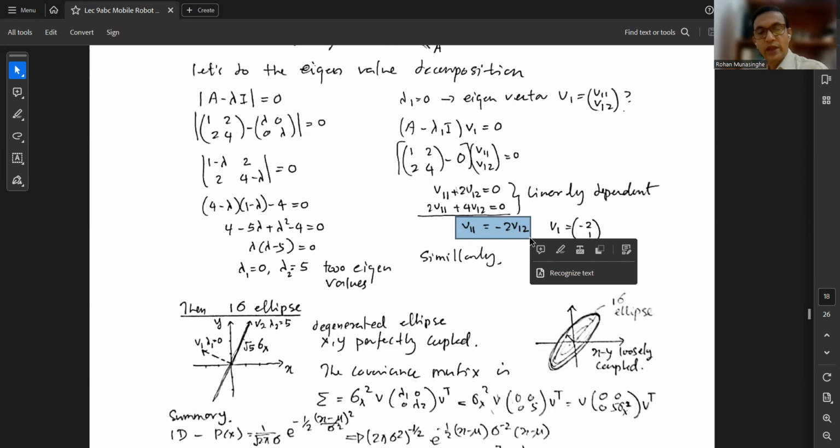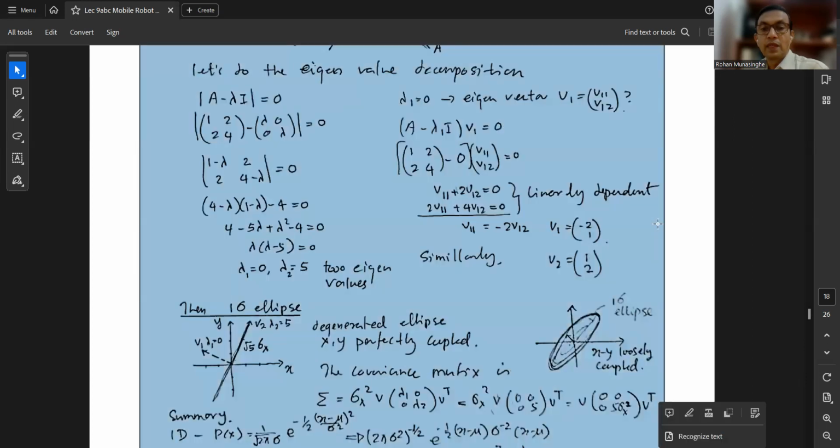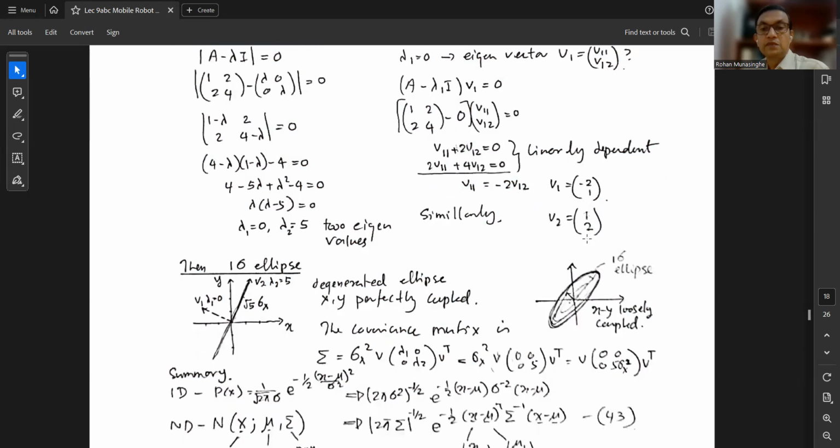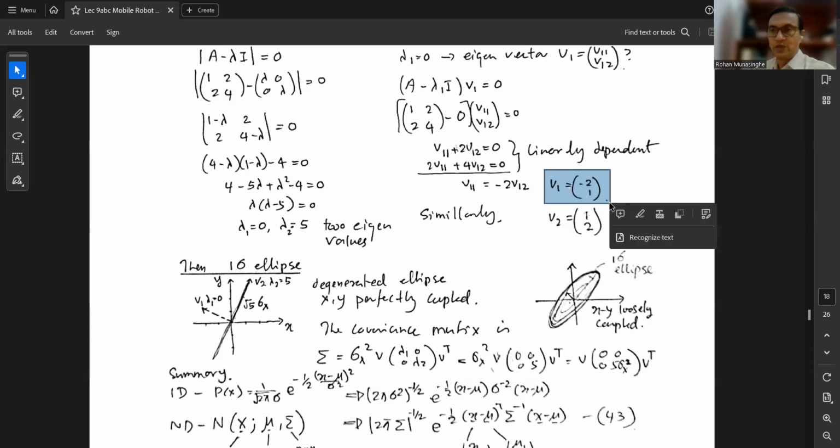So how the two elements are related to each other is this: V11, one of the elements in the vector, is equal to minus 2 times the other element of the vector, right? So you can pick anything over here for V1, as long as you can satisfy this relationship. I would take the small values. I can take any value. If I take V12 as 1, V11 is minus 2. So I get the smallest whole numbers.